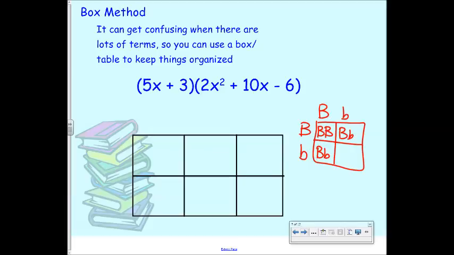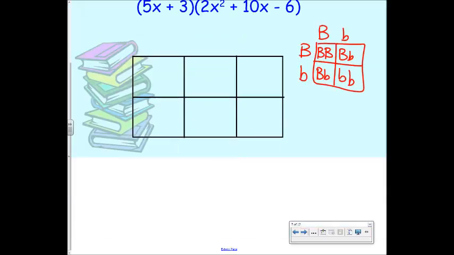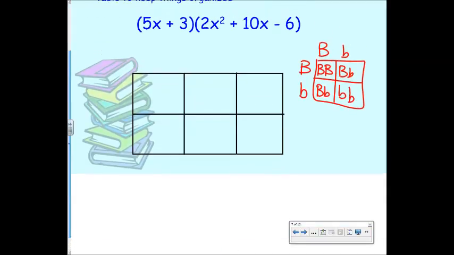I like the box method because it's typically something you're already familiar with since you've done these in biology. I love the box method as a way of organizing. Essentially it takes your problem and puts it into each of the boxes. This one has two terms, so it's called a binomial. And this one has three, so it's called a trinomial.